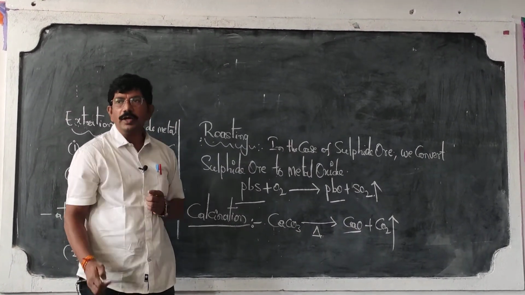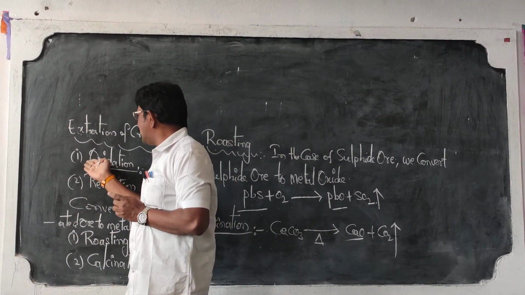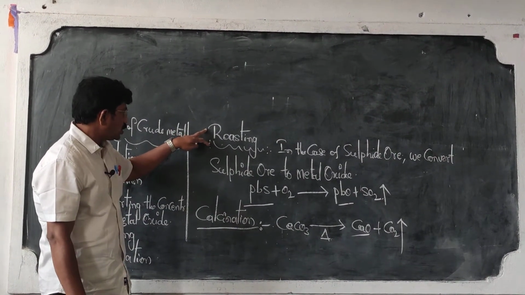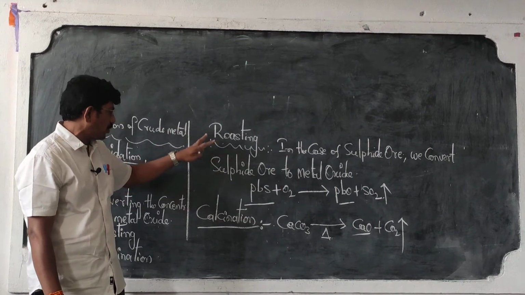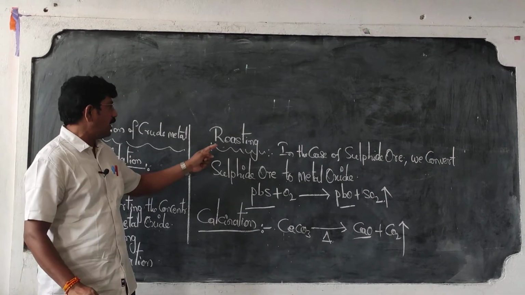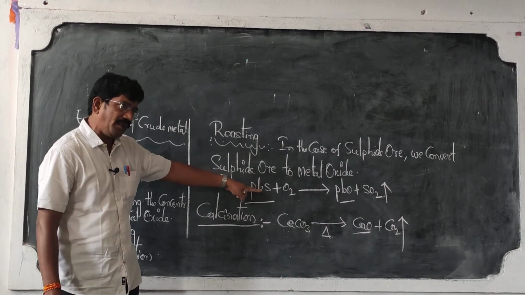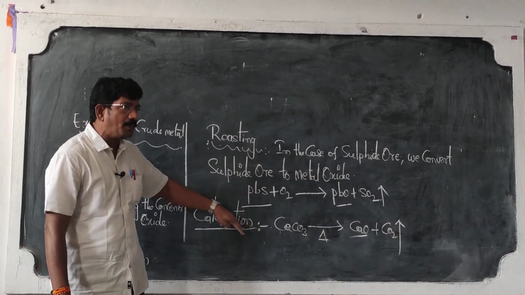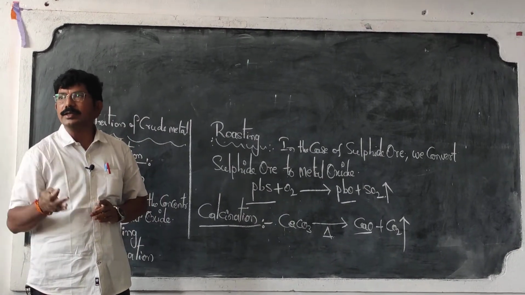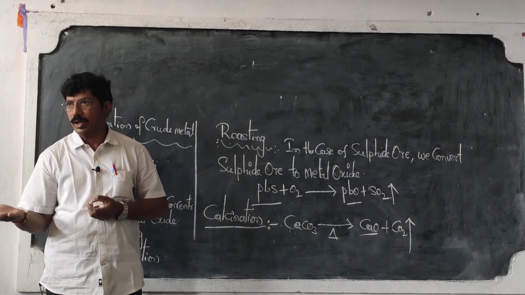Are you clear? So, extraction of this crude metal involves two things. One is the oxidation, another one is the reduction. Oxidation, again a process of roasting, and it is a combination of roasting and calcination. Depending on the nature of the ore, we have to adapt either roasting or calcination. Generally, roasting is adapted in the case of sulfide ore, and calcination is adapted in the case of carbonate ore. The ultimate result is you will get the metal oxide. In both the cases you are getting metal oxide.